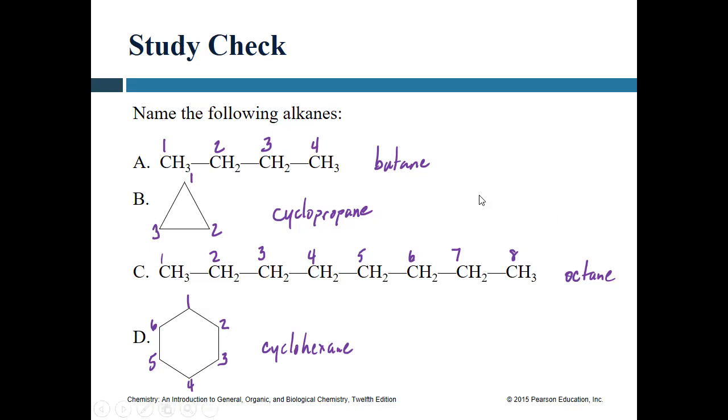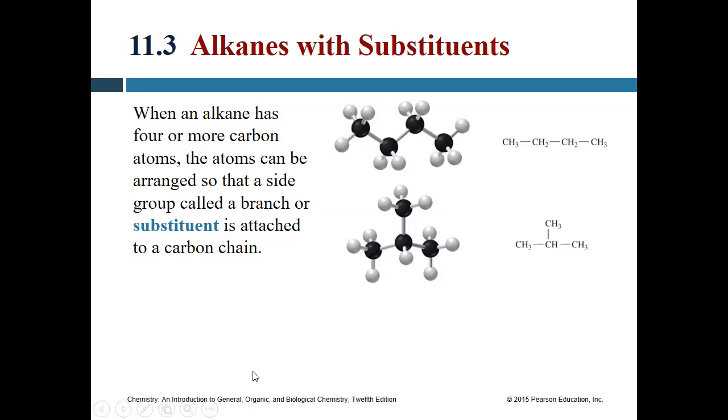Where we go from here is, again, we're going to add a layer of complexity. What if, instead of just having a chain, we had a chain that had some branches on it? We call those branches substituents. As far as substituents are concerned, there are a lot of different kinds, and so we're going to ease into them gradually here. So we'll start with just hydrocarbon substituents.